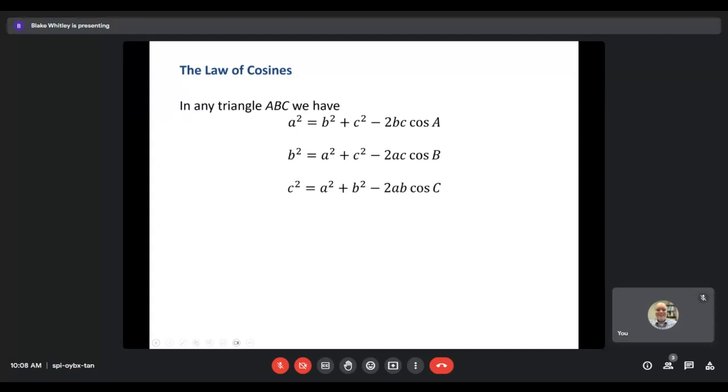Now, the cases where we're going to have to use law of cosines is if we're given all three sides of a triangle and none of our angles, or if we're given two sides and the angle that's between those two sides, because in both of those cases, we wouldn't know an angle and its opposite side to be able to set up a law of sines. And so we're going to have to use law of cosines for those two cases.